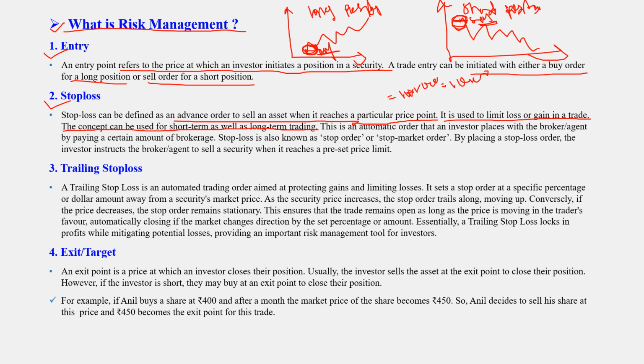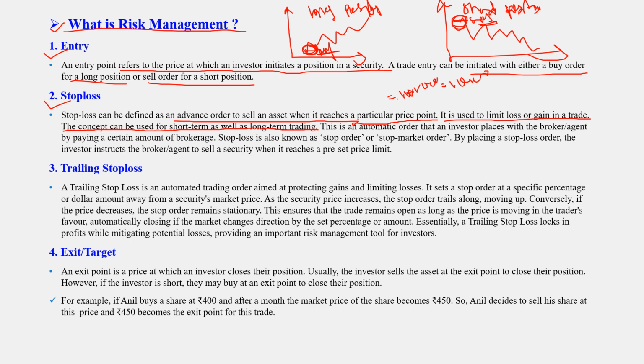But after some time the market goes down, and this 100 rupees goes down to 90 rupees, 80 rupees, 70 rupees. Without a stop loss order, we can't minimize our losses. Without a stop loss order, we are making more loss in our trading. And this is the stop loss concept.